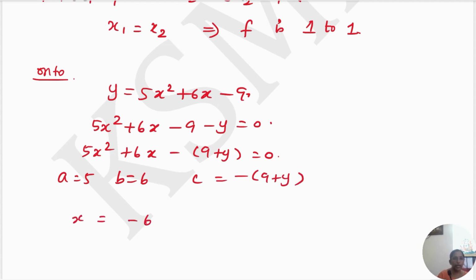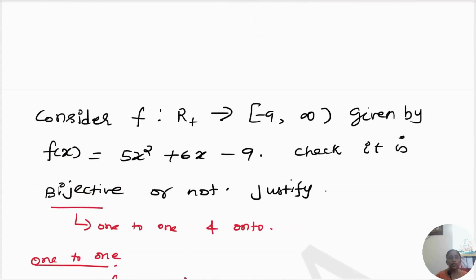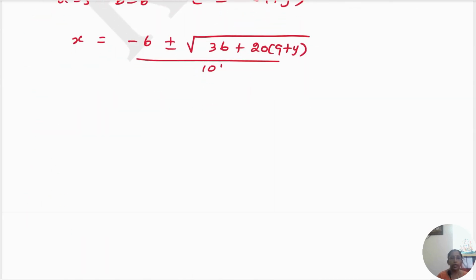So x value is minus 6 plus or minus root of 36 plus 20 times 9 plus y, divided by 10. And here, look at your question. Here it is given with R plus. So since the domain is R plus, you have to take your data inside, that has to be taken with your value. So now you have to simplify this data.